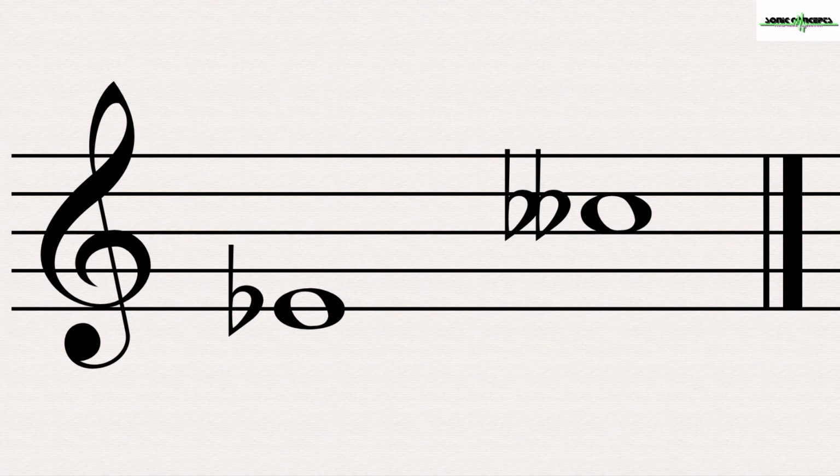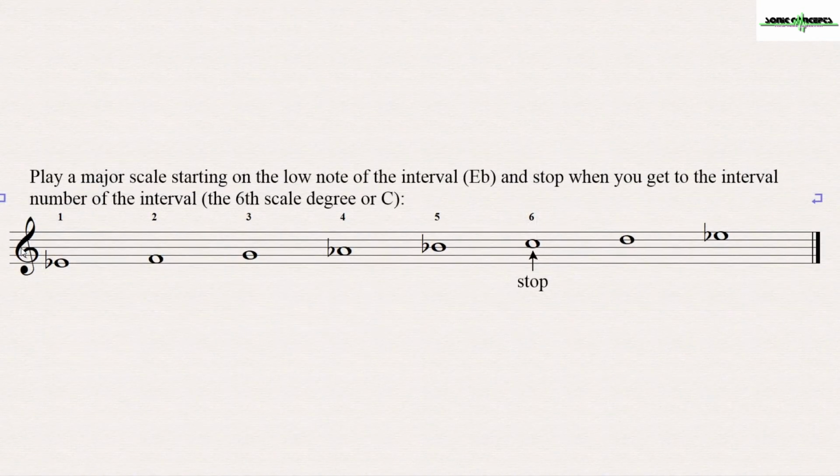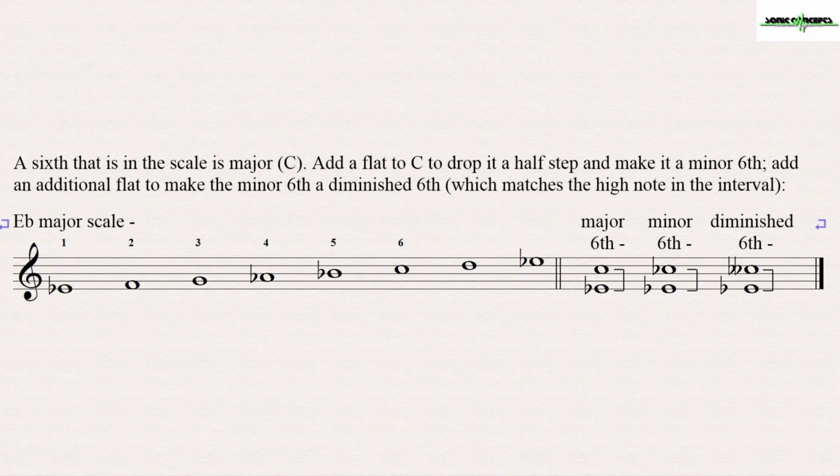However, the high note of the interval in question, C double flat, is not an exact match with the note we stopped at in the major scale, the 6th scale degree, or C, so we take what normally occurs in that scale, C, and alter it by adding or subtracting half steps with sharps or flats, or even naturals, until it matches the high note of the interval in question. If we add a flat to C, it becomes C flat, turning the interval quality to minor, according to the formula. If we add an additional flat after that, it drops to C double flat, turning the interval quality to diminished, again according to the formula.